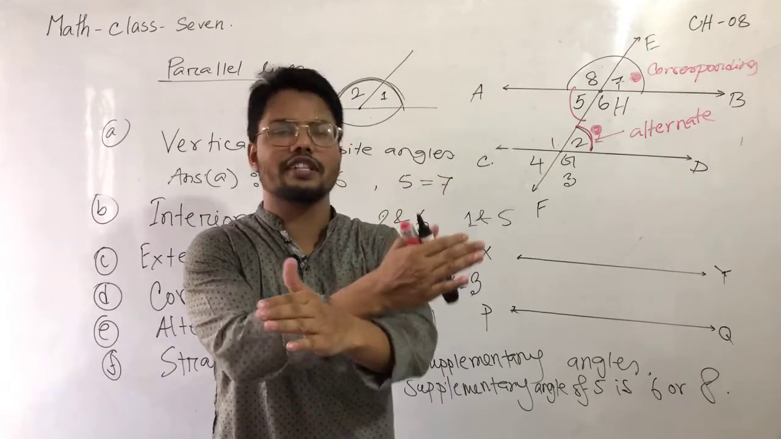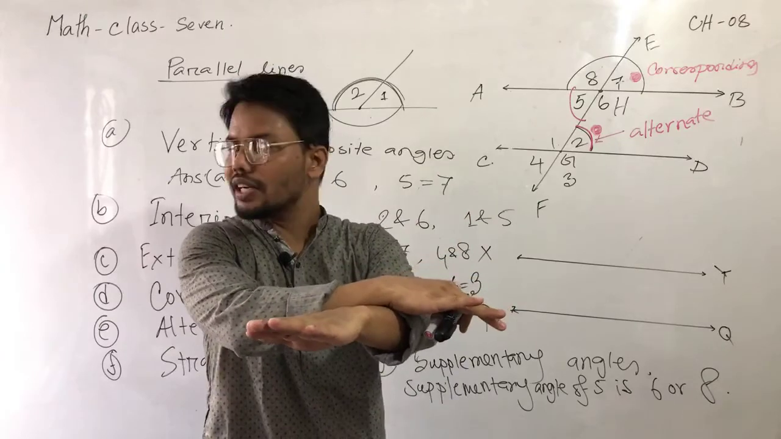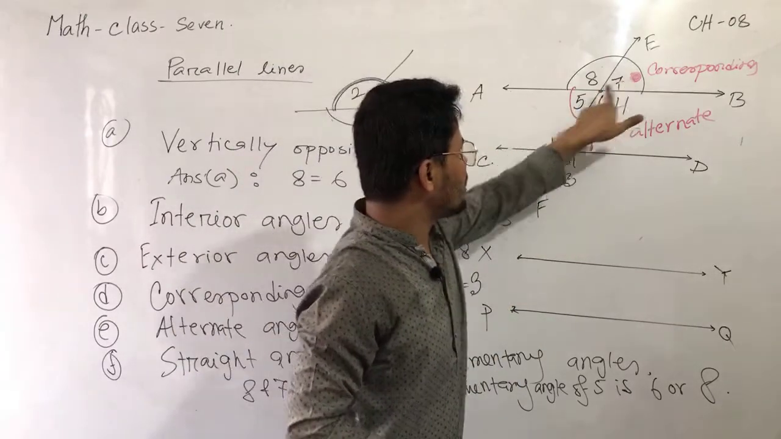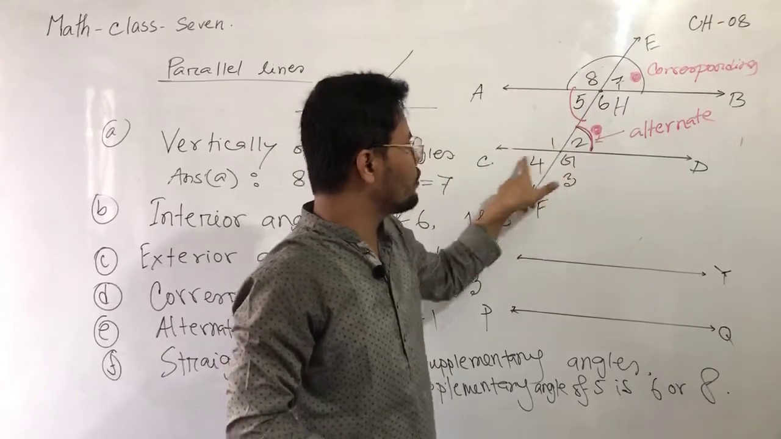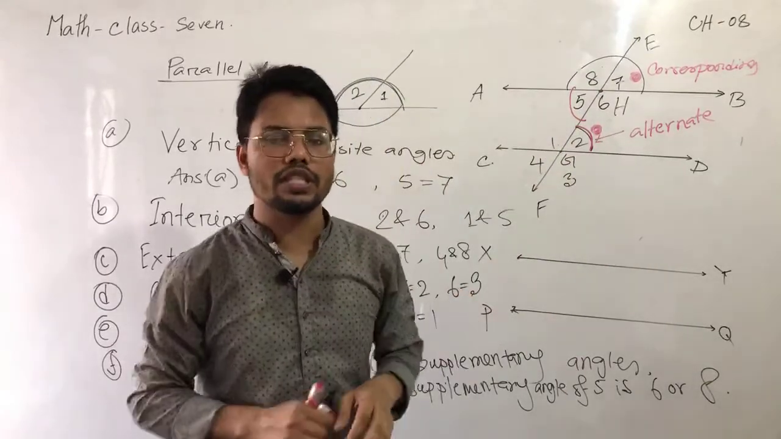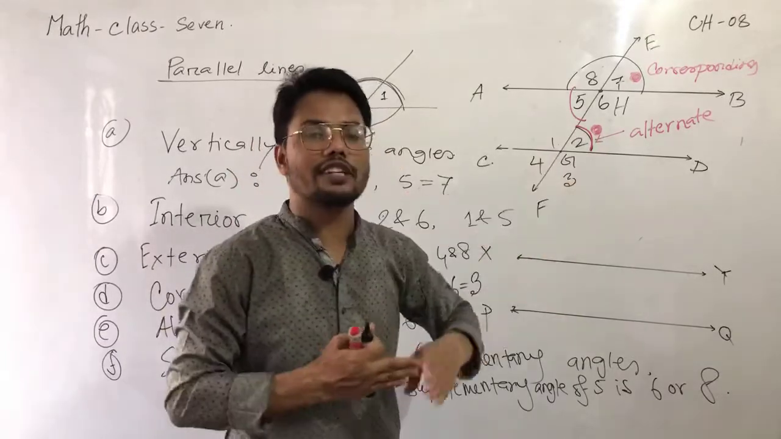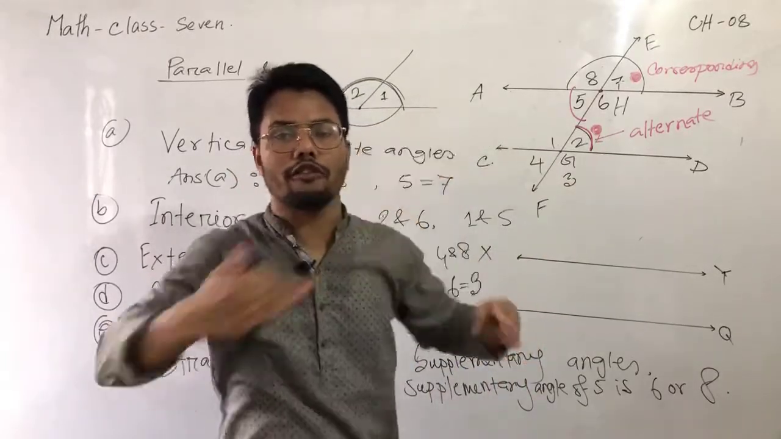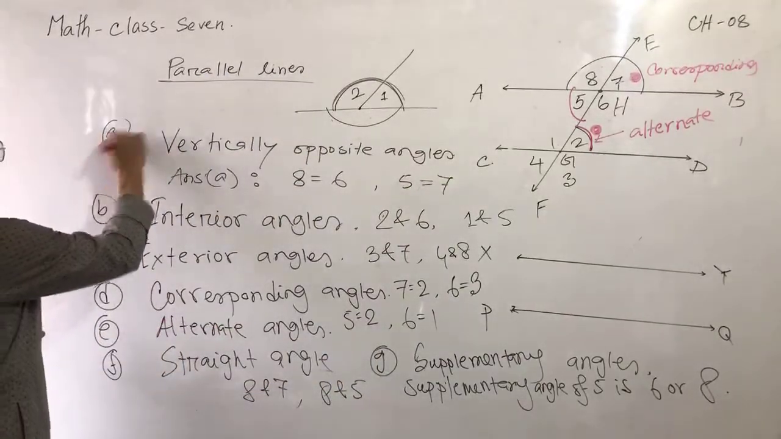Class 1 or 2 students also know how to find the vertically opposite angle. Front one, back one, right one, left one. This one: 8, 6, 5, 7, 1, 3, 4, 2. They are vertically opposite angles because their vertex meets at a point, but the rays go in opposite directions. So this is basically too easy, I think.